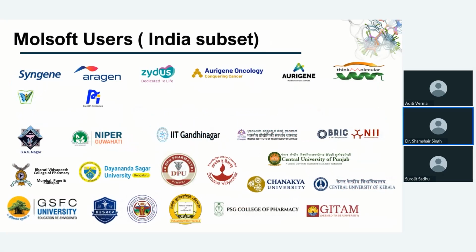Coming to Indian institutes, how about the Indian users? You can see all big CROs starting from Syngene, Aragen, Origin Oncology, Origin Pharma, Think Molecular, Jubilant Biosys, PI, and Zydus. So these are all the different companies and CROs using MolSoft for their research. Coming to the academics, we have very prestigious institutes like NIPER Mohali, NIPER Guwahati, even IIT Gandhinagar, IIT Dharwad, National Institute of Immunology, and a couple of central universities like Central University of Punjab and Kerala, Gitam, and many more other colleges as well who are using MolSoft for their research.